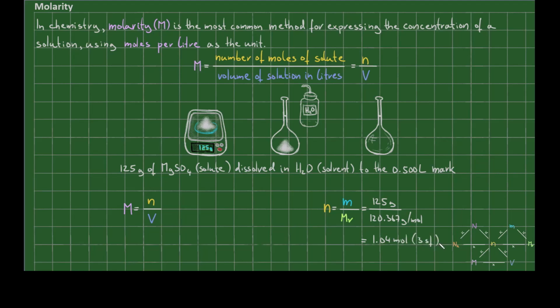Now that I have the number of moles, I can substitute it in my molarity formula. And so I will have 1.04 moles over 0.500 liters. And that will give me 2.08 moles per liter. Please note that molarity is not the only way to express concentration.